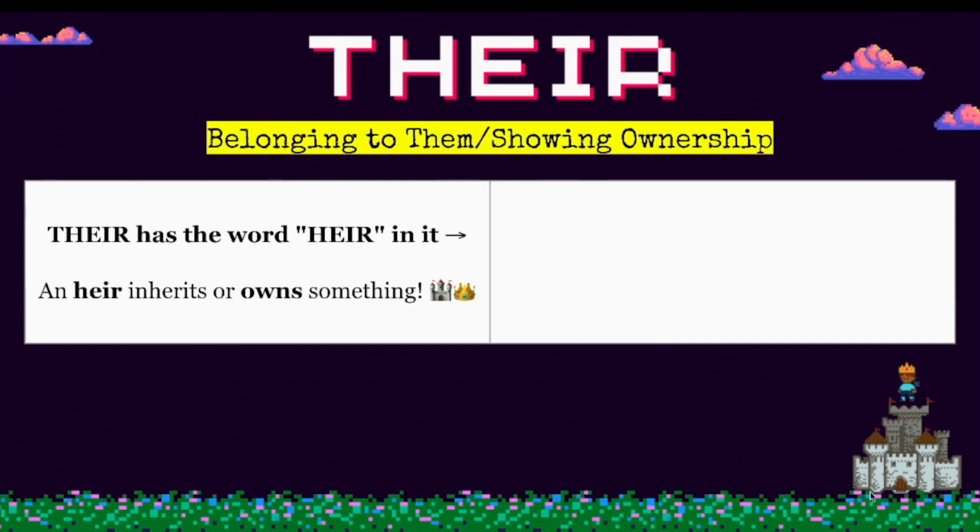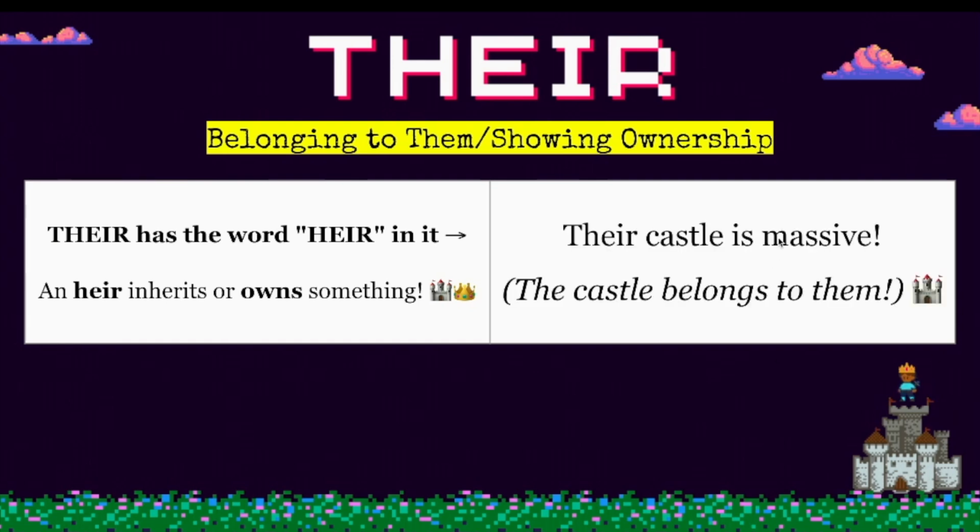They pass down their castles to their family members. So that means you're an heir. You own it. Now you got ownership over whatever was passed down to you. So their castle is massive. The castle belongs to them. So we use this example, T-H-E-I-R. And again, it has heir in it. So that's how we can remember it. Someone who has ownership over something.